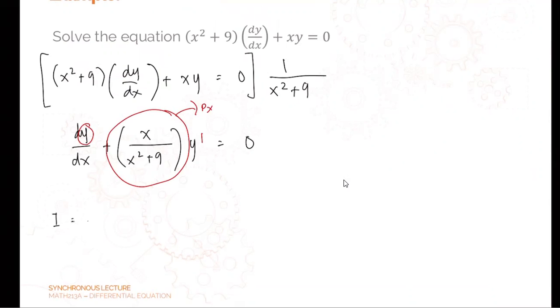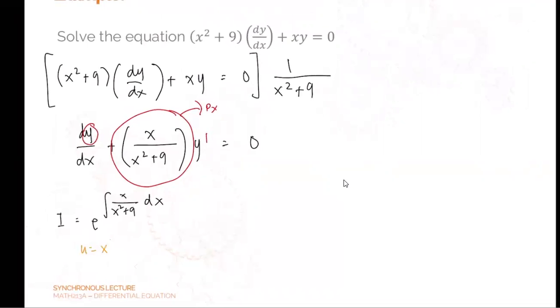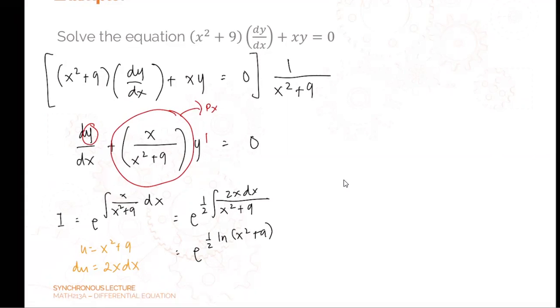So integrating factor natin will be e raised to x over x squared plus 9 dx. Okay? So para makuha yung integrating factor, let natin u is equals to x squared plus 9. So ang du natin should be 2x dx. Kailangan natin ng 2. So e raised to 1 half, 2x dx all over x squared plus 9. So this will be e 1 half ln of x squared plus 9, will be e ln x squared plus 9 raised to 1 half, or integrating factor natin is x squared plus 9 raised to 1 half.